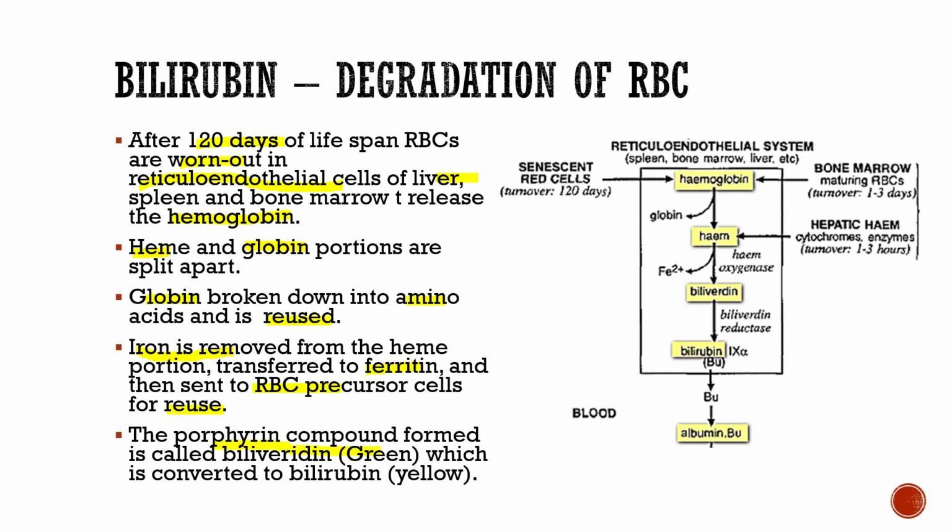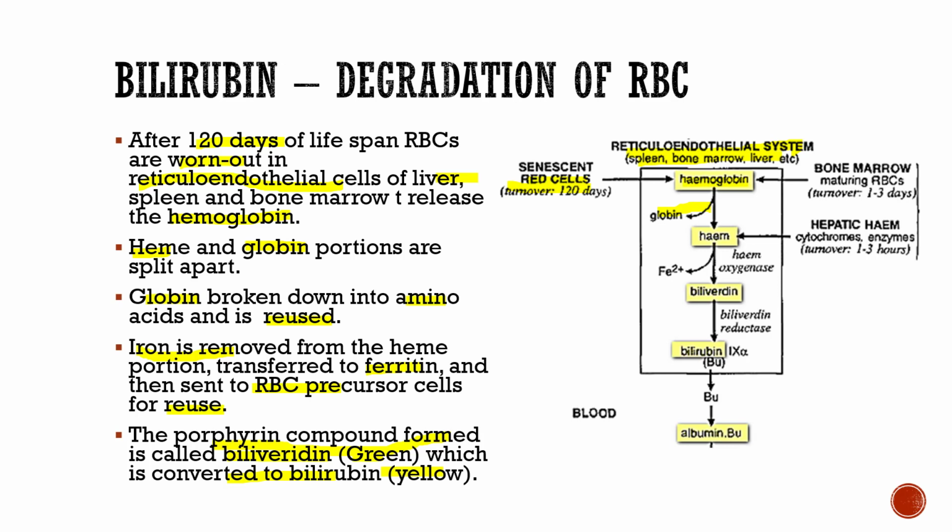The porphyrin compound formed from the remaining part is known as biliverdin, which is green in color, and is converted to bilirubin immediately, which is yellow in color. You look at here, see, after 120 days, red cells in the reticuloendothelial system of spleen, bone marrow and liver are broken down to release the hemoglobin.